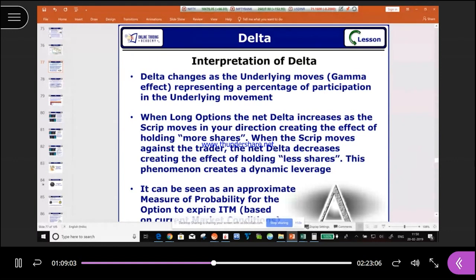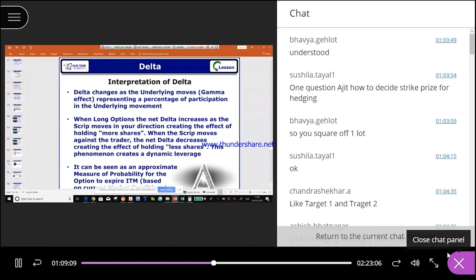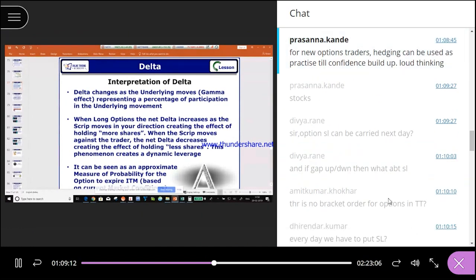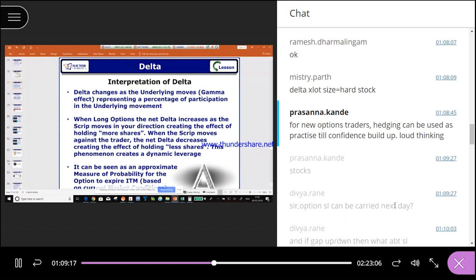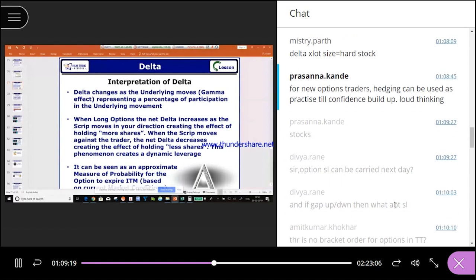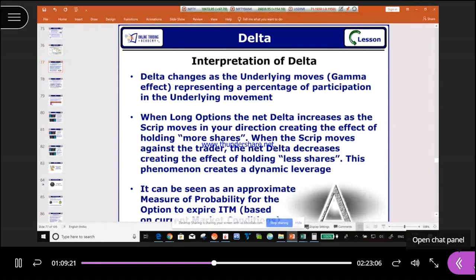Prasanna, if I have to use crude language, it is totally BS. What are you going to hedge as a new options trader? How will you hedge options? Using what will you hedge options? You will hedge an options trade using stocks or futures? Options are used to hedge a stock position. No, Divya. In Trade Tiger you can't. In other platforms you can.